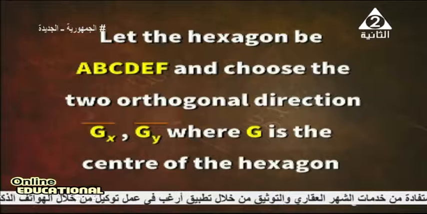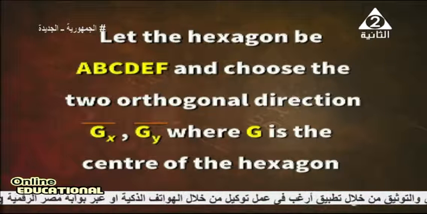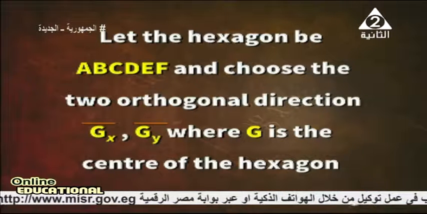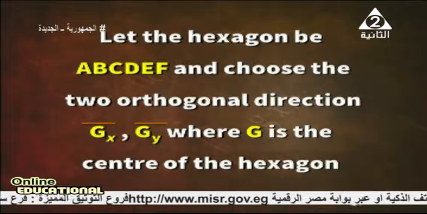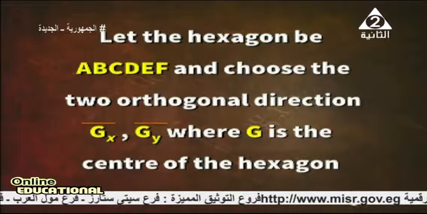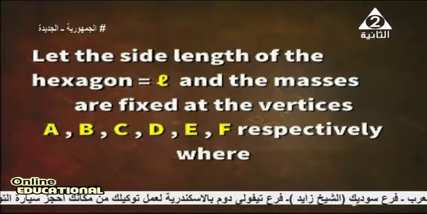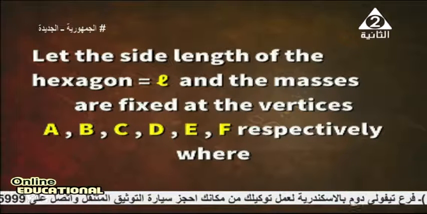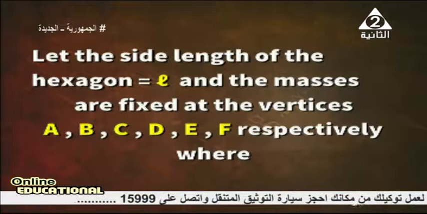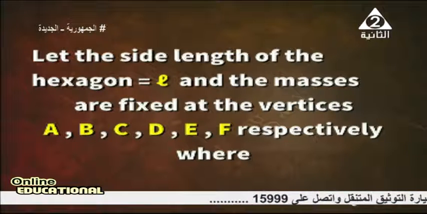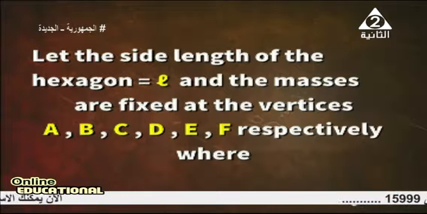We let the hexagon be A, B, C, D, E, F and choose the 2 orthogonal directions Gx, Gy, where G is the center of the hexagon. And we let the side length of the hexagon be L. The masses are fixed at vertices A, B, C, D, E, and F, respectively.